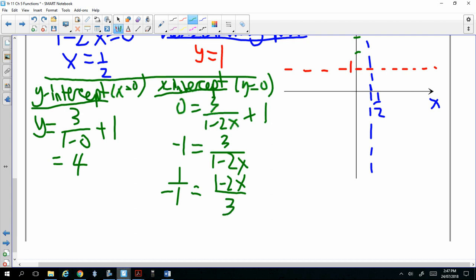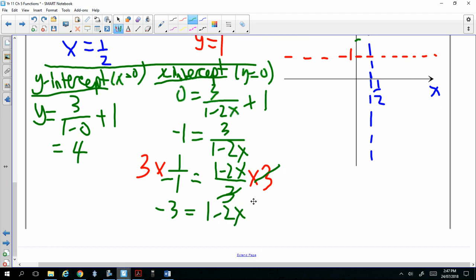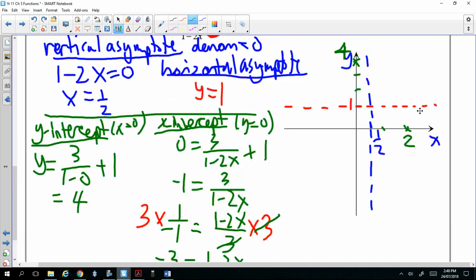You get negative 3 equals 1 minus 2x. Then you subtract 1 from both sides, you get negative 4 equals negative 2x, and x equals 2. So it crosses the y-axis at 4 and the x-axis at 2. So if you draw it, it will look like this, over here and over there.